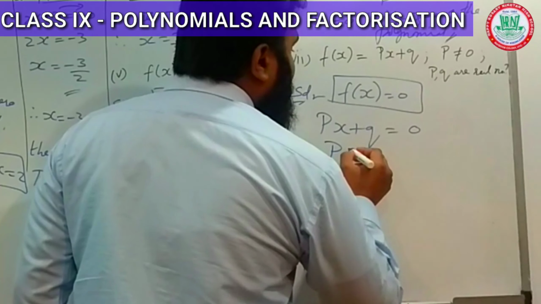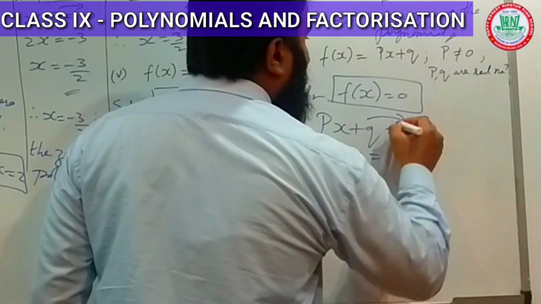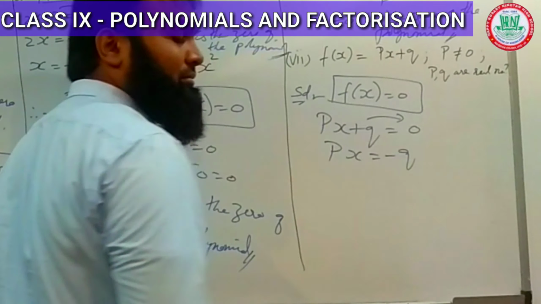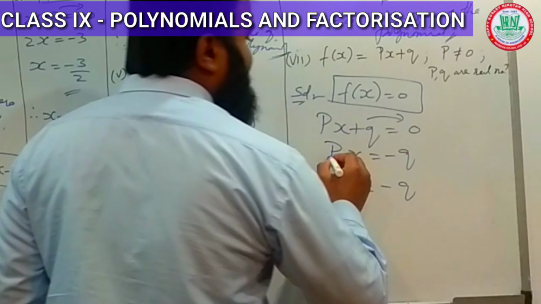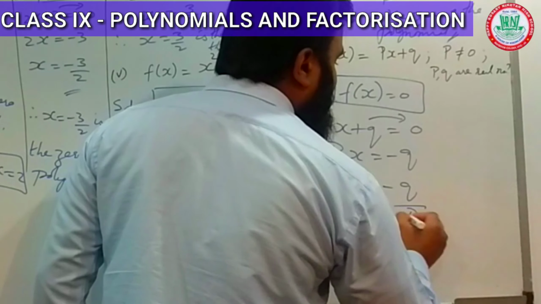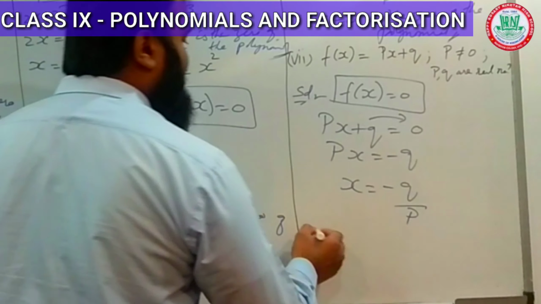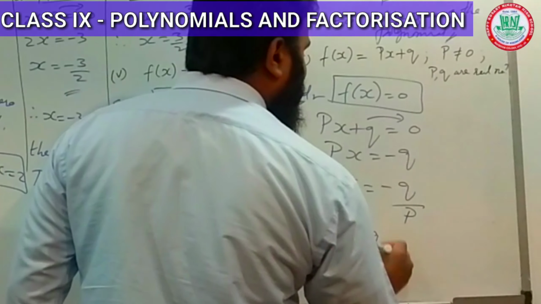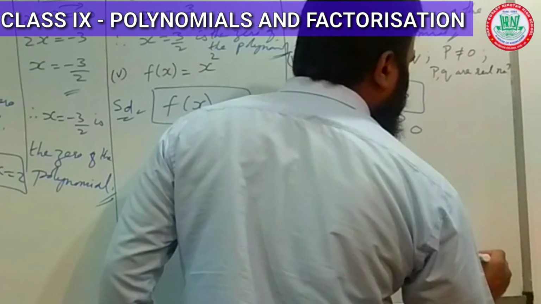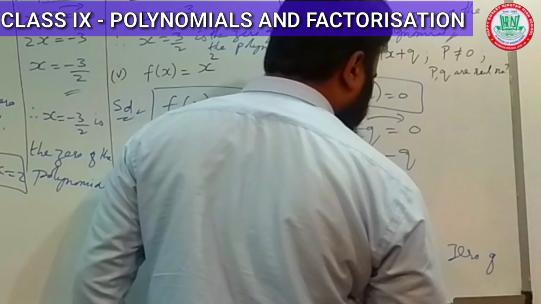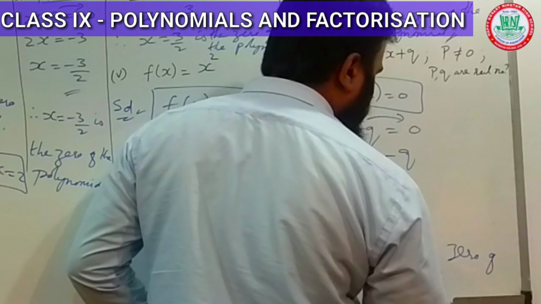So I will put px here only. This q goes outside, minus q it will become. Then px is equal to minus q. This p goes outside, becomes divided by p. So therefore x is equal to minus q by p is the zero of the polynomial.